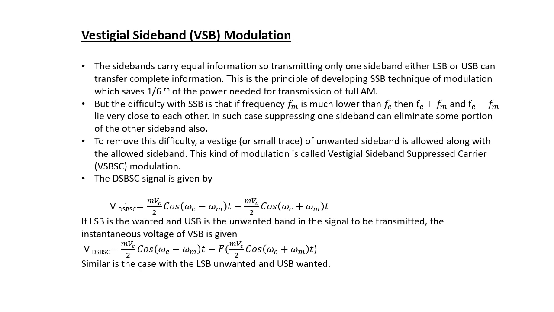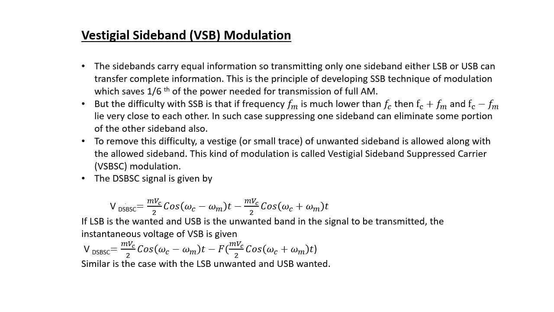So in the previous parts of this lecture, we have studied DSBSC and SSB modulation, and we have completely understood that the main purpose of developing DSBSC and SSB modulation is to save power needed for the propagation or the transmission of amplitude modulated wave.